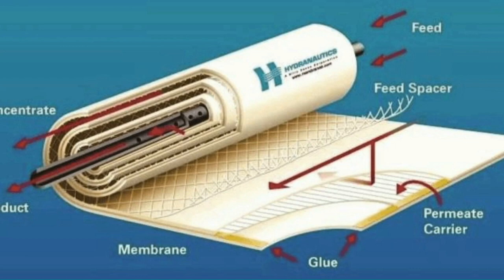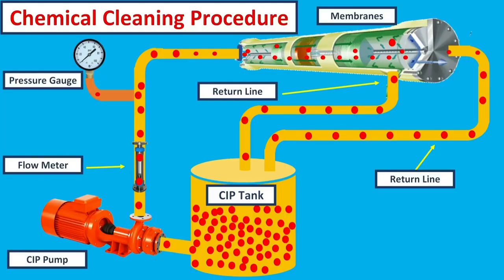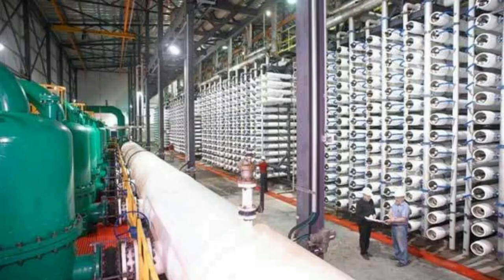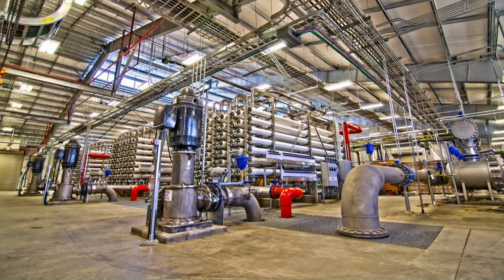So, it's very necessary to remove this scaling from the membrane surface for smooth, reliable plant operation. The procedure which is performed to clean this scaling is called the chemical cleaning procedure. It is sometimes also known as CIP or clean in place, because in this procedure we do not remove the membranes from their place and perform the cleaning in the same place.